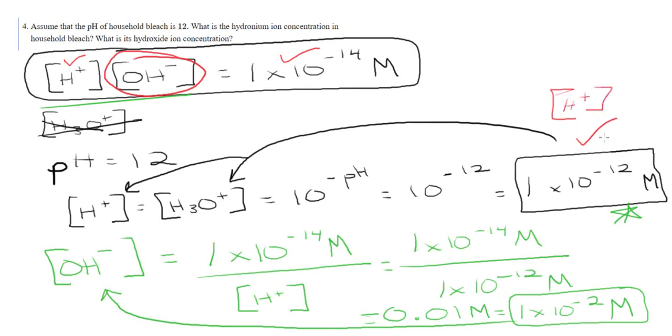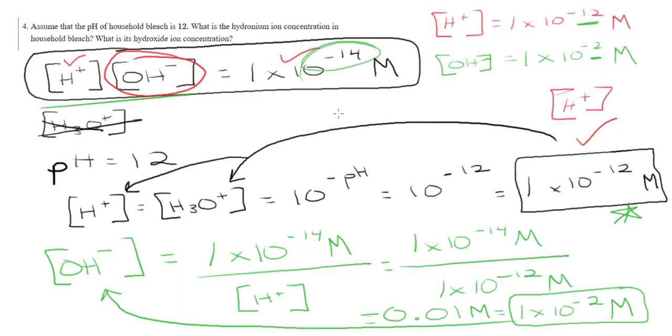And this one here, right, is the hydrogen ion concentration. So let's take a look at that. Let's make it nice and neat. The hydrogen ion concentration is 1 times 10 to the negative 12th molar, and the hydroxide ion concentration is 1 times 10 to the negative second molar. And that makes sense because if I take negative 12 and negative 2 and I add them together, I get negative 14.